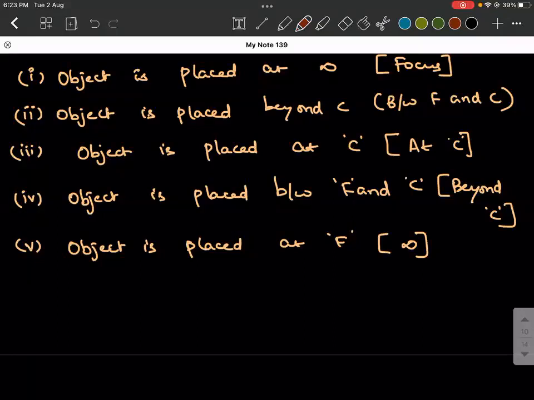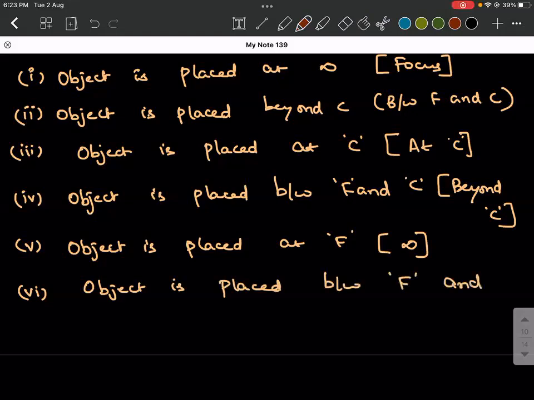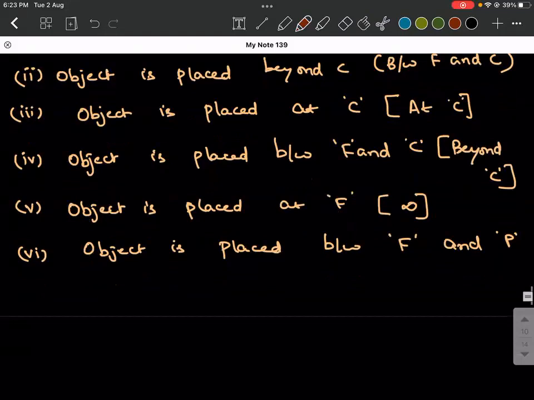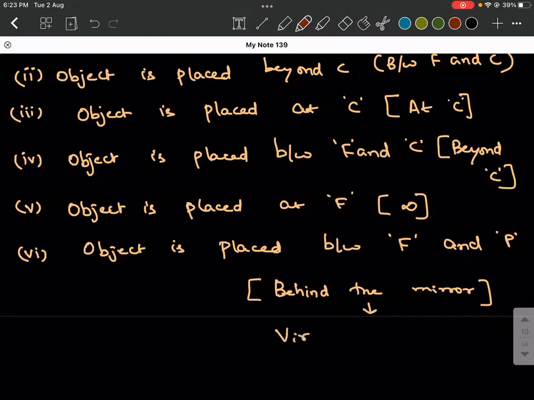And if the object is placed between F and P, where will the image be formed? Behind the mirror. This is where the virtual image is formed. It will be behind the mirror. It will be virtual, erect, and magnified. It will not be diminished.